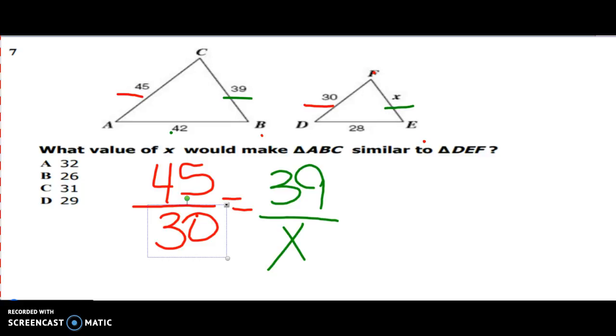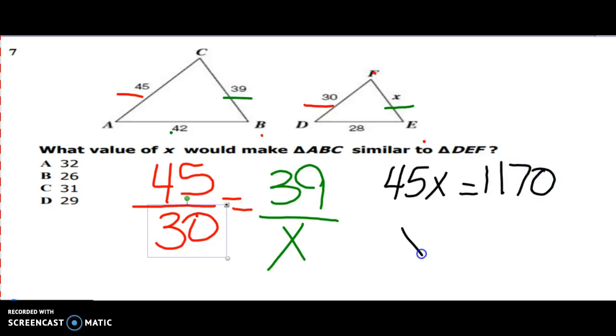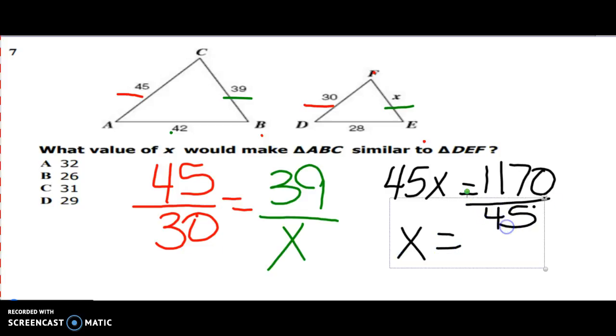When you cross multiply here, you get 45X is equal to 30 times 39. That's 1,170. If I divide 1,170 by 45, I get 26. So the value of X that would make those two similar is going to be 26.